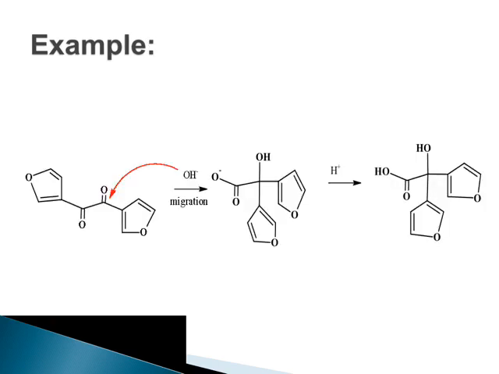Here is another example. This molecule is known as furil. OH minus will attack on one of the carbonyl carbons. It is a symmetrical molecule, so it can attack either of the carbonyl carbons. There is migration of this furan ring to the adjacent carbonyl carbon. We get this intermediate which on acidification gives the final product. So this is the alpha carbon atom.